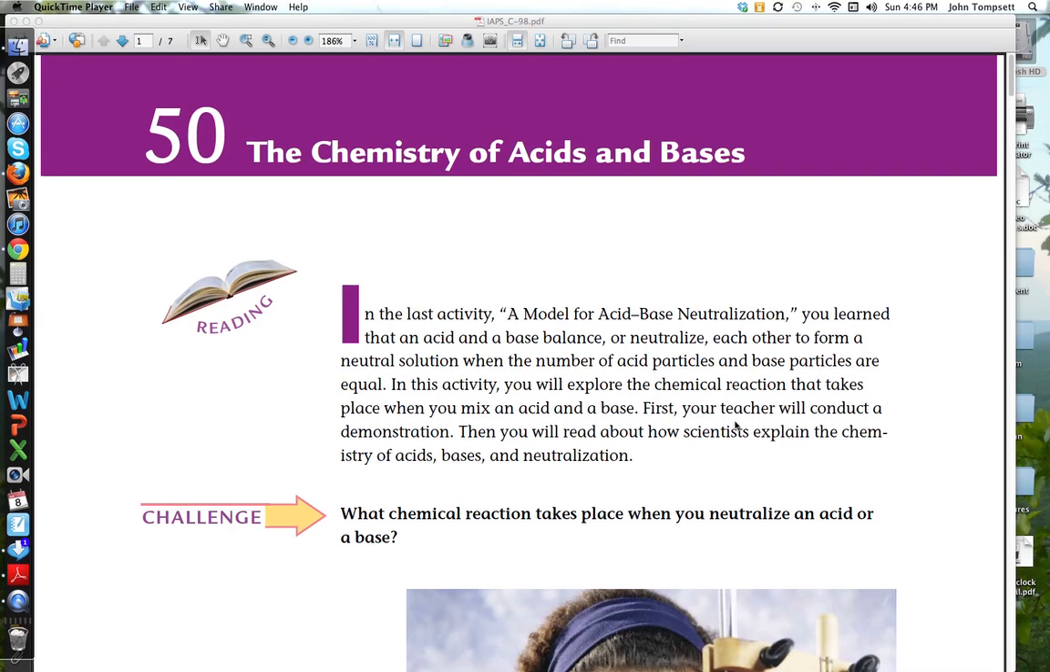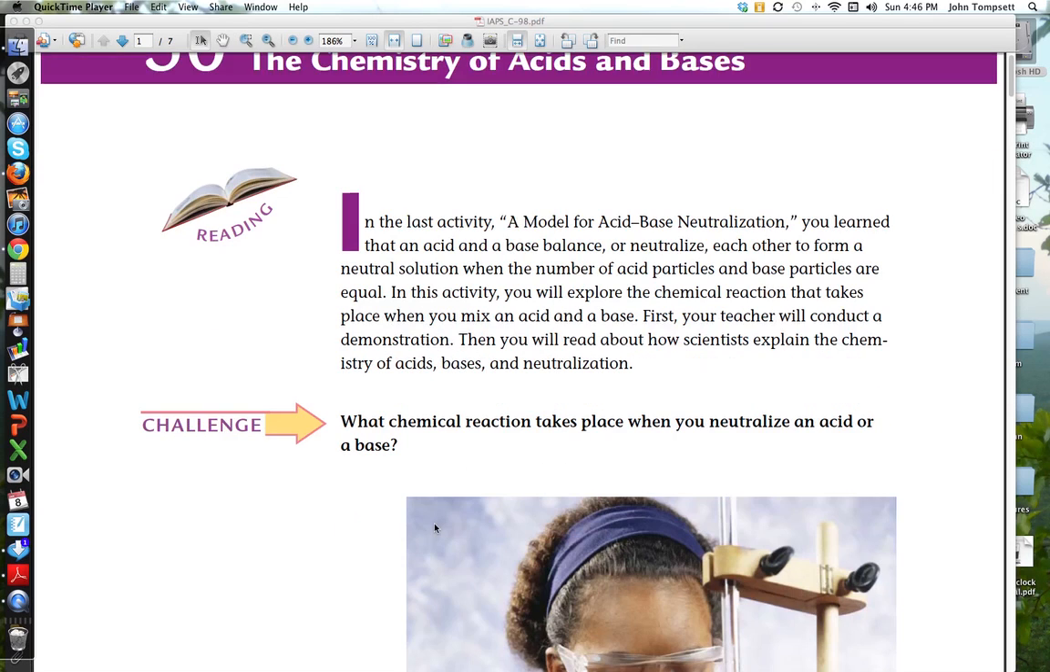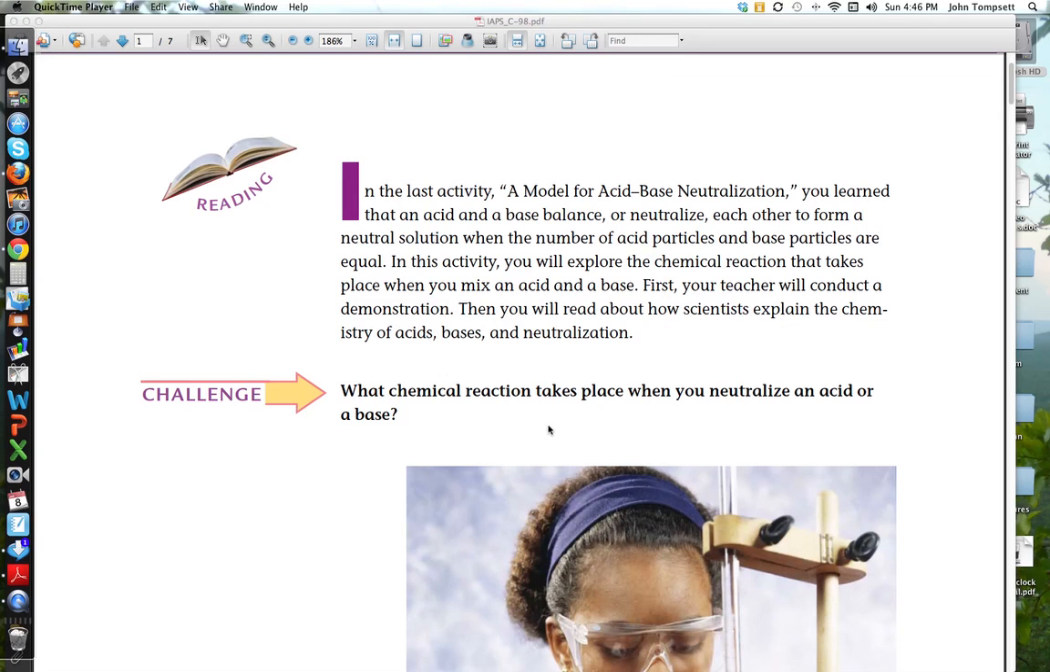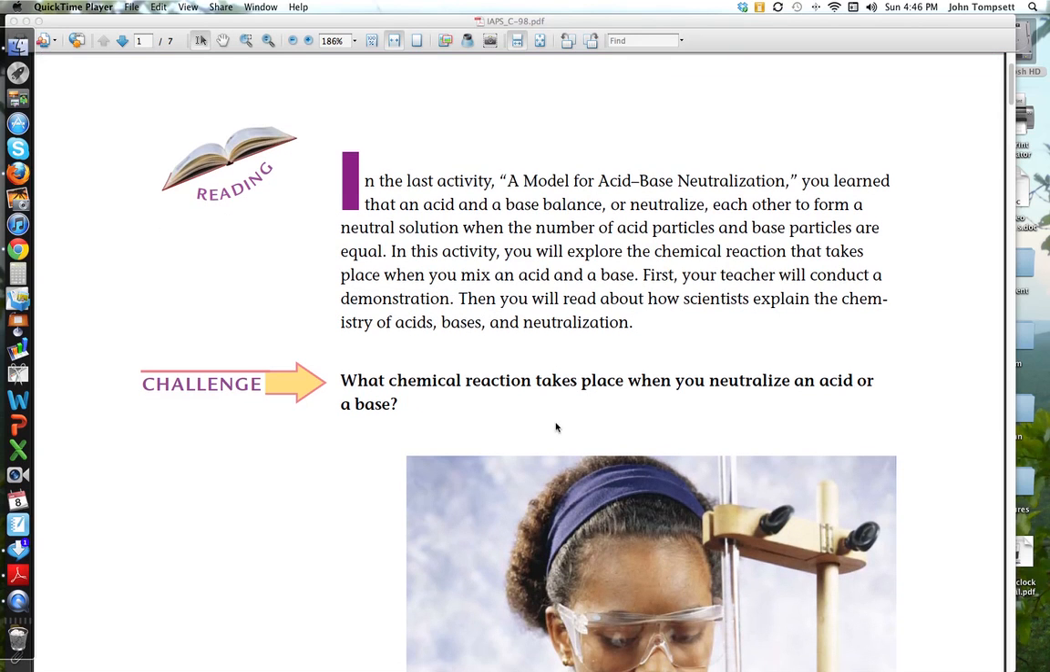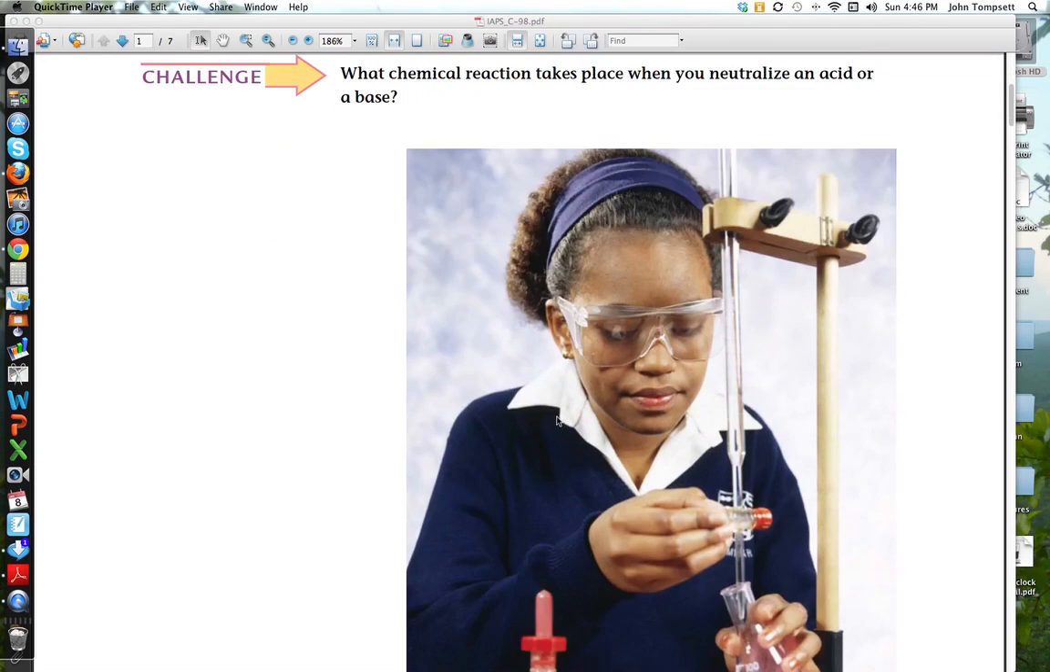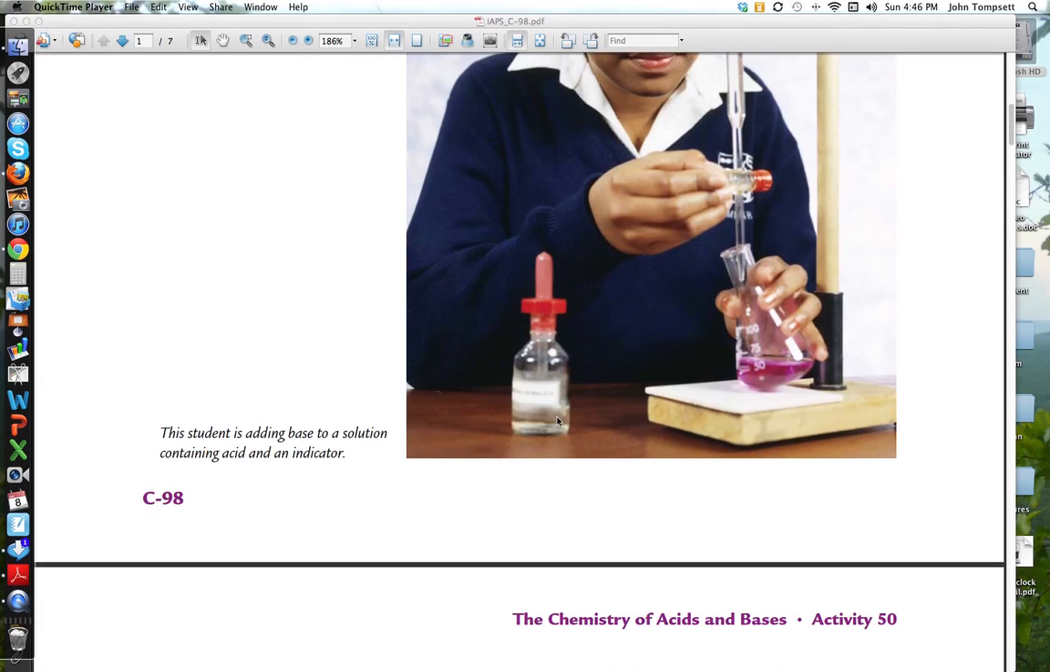First, your teacher, me, Mr. Burton, Mrs. Staniszewski, or Mrs. Wartzenloft will conduct a demonstration. We've probably already done that. Then you will read about how scientists explain the chemistry of acids, bases, and neutralization. So as you know, the challenge here is what chemical reaction takes place when you neutralize an acid or a base. Let me scroll to the next page.